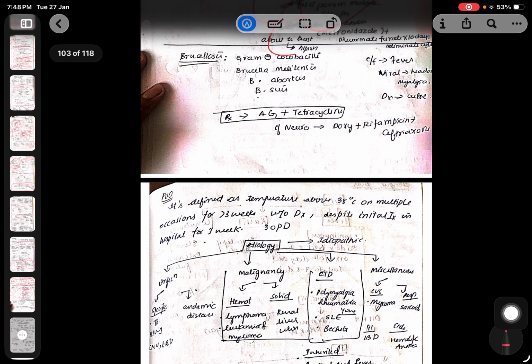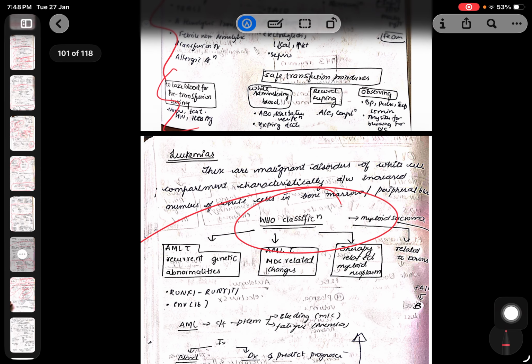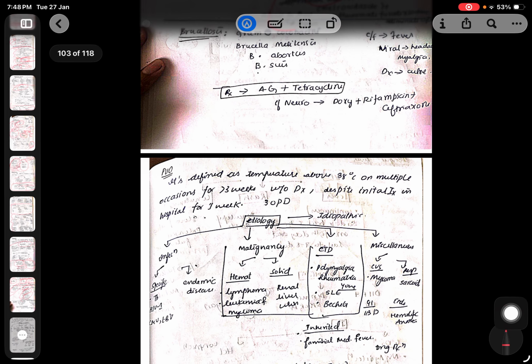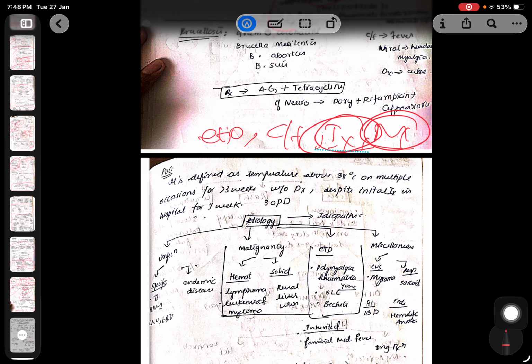Again, you have to go with where there are notes. Okay, etiology, then clinical features, investigation, then management. Again, management aims are the same for infectious diseases. Again, you have to go with microbiology.